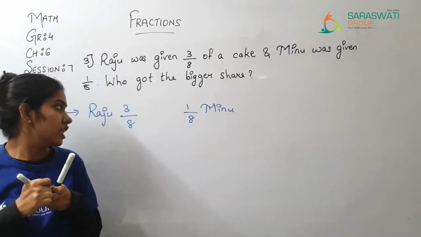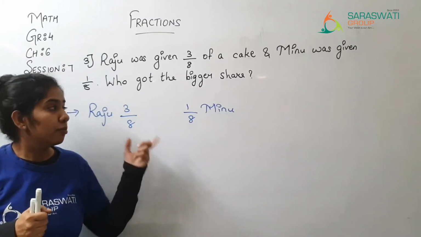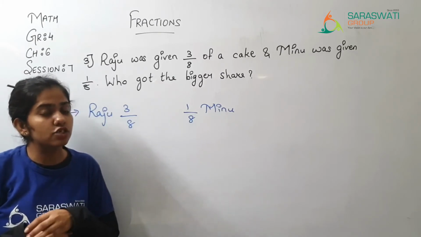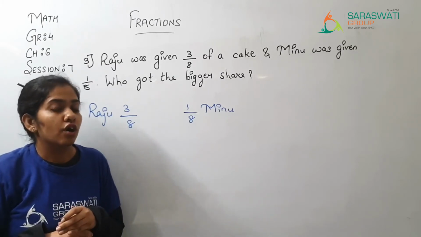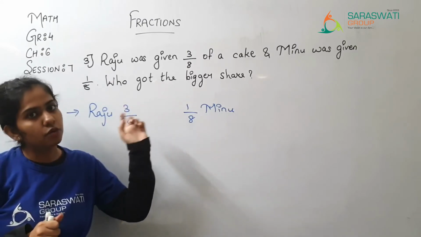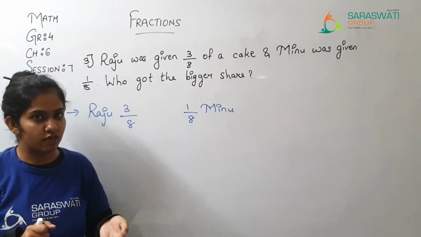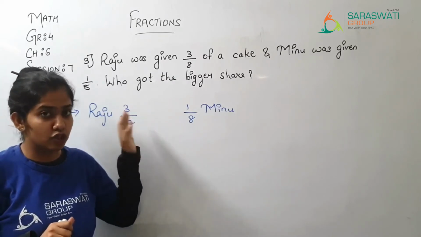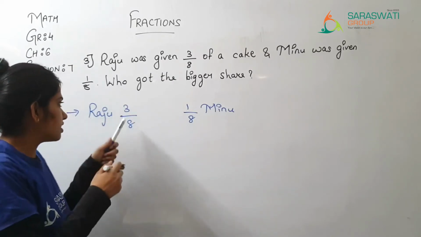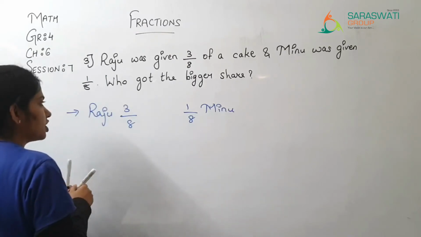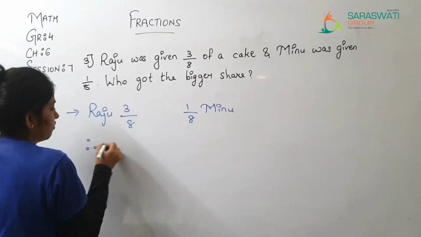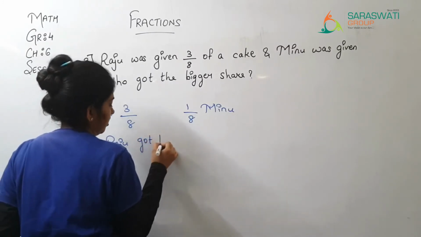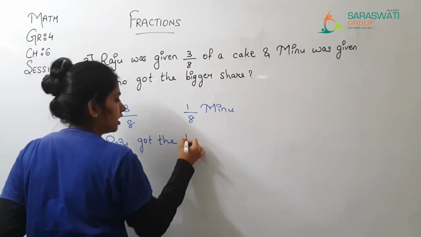So according to the rules, when the denominator is same but the numerator is different, right? So जब ऐसा कोई situation रहती है, then we need to see the greater numerator will be the greater one. As we know कि जो बड़ा numerator होगा वही हमारा आंसर रहेगा, right? वही बड़ा कहलाएगा. So yes, Raju got the bigger share. So you can write it over here. Therefore, Raju got the bigger share.